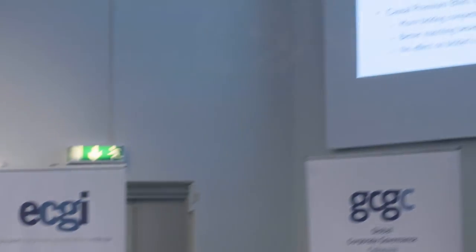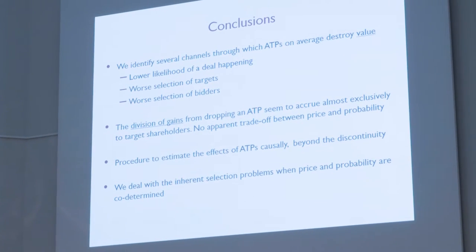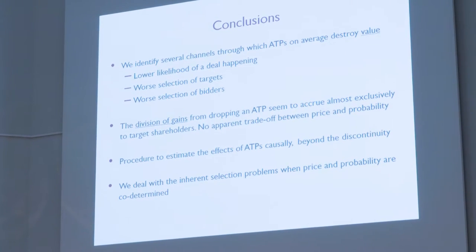Let me say exactly the same thing in 30 seconds, but re-wrapping it. So we identify several scenarios in which anti-takeover provisions, on average, destroy value. There's a lower likelihood of a deal happening. There's worse selection of targets. The marginal targets that get taken over are much better targets. And there's worse selection of bidders. Some bidders shy away from bidding because of these defenses.